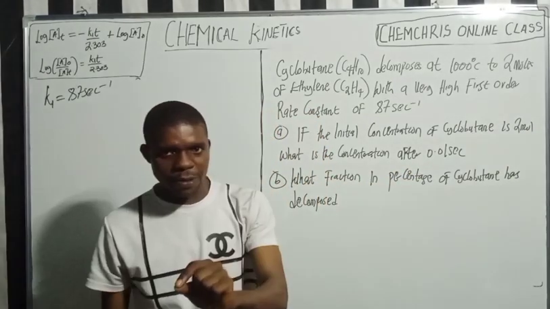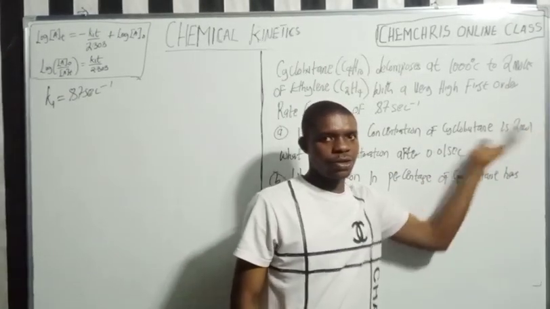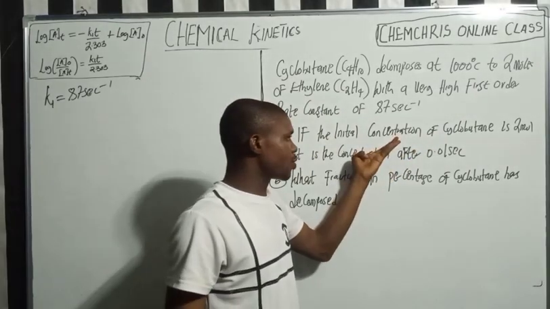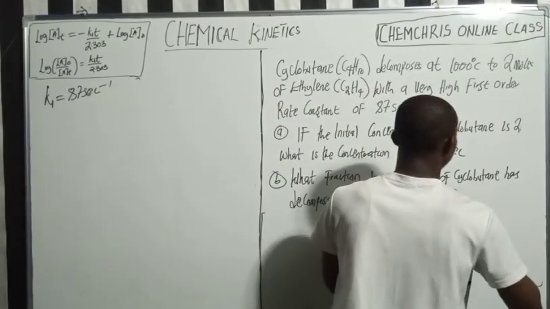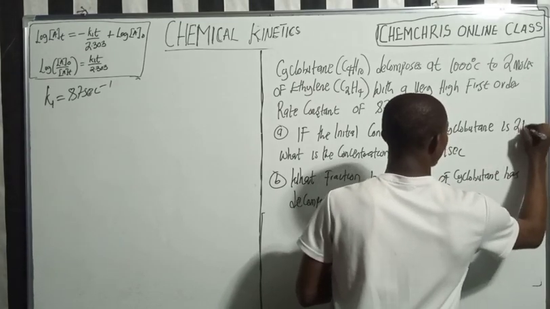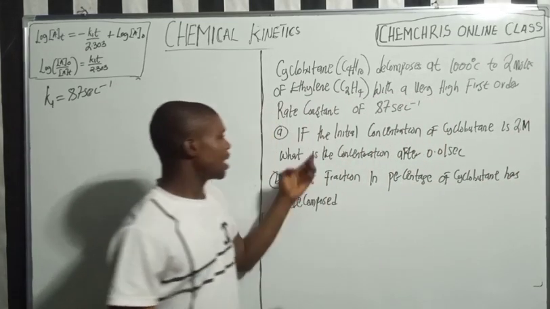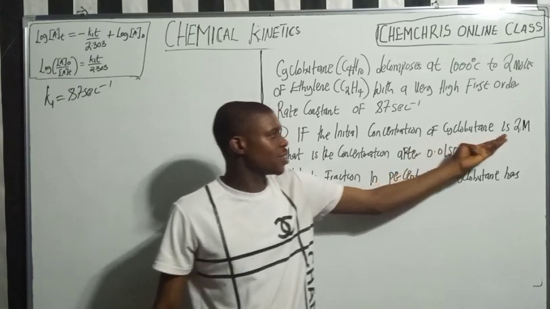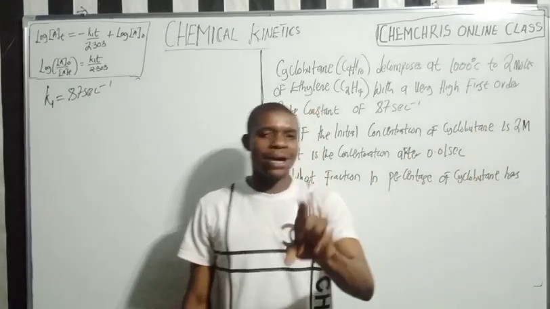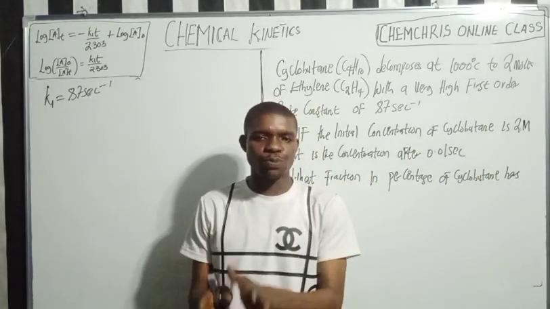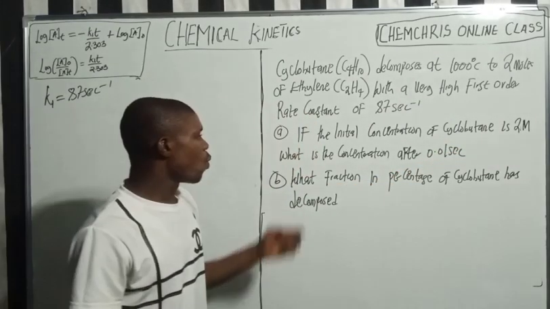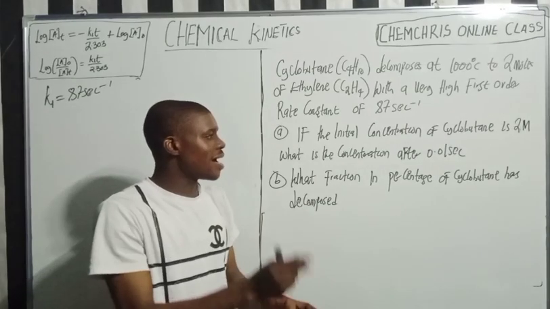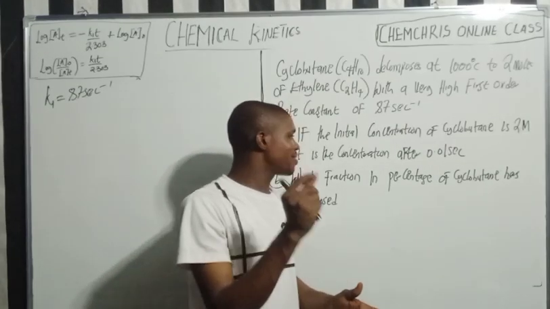Now, there's a problem here. It's supposed to be molarity. It's okay because concentration is not moles, right? So you have to change that one here. Molarity. If the initial concentration of cyclobutane is 2 molarity. But in case you see it in here as moles, you have to use it like that. You understand? 2 molarity. What is the concentration after 0.01 seconds?